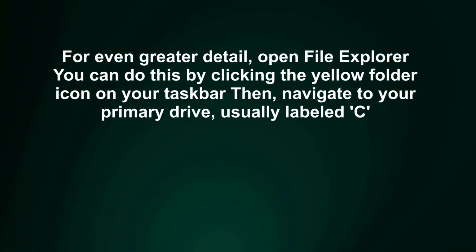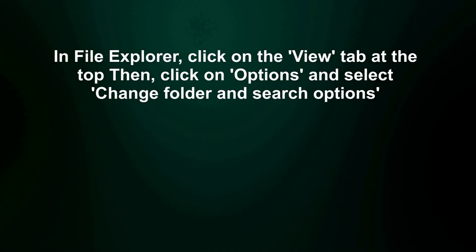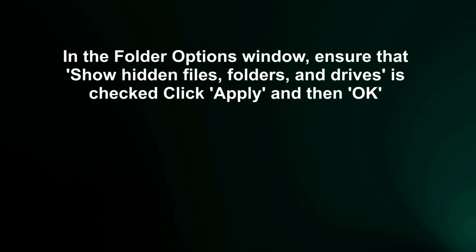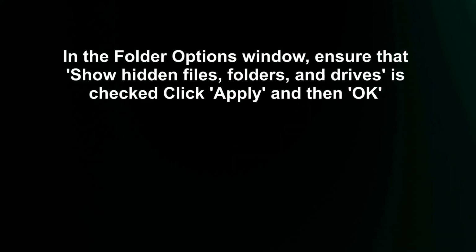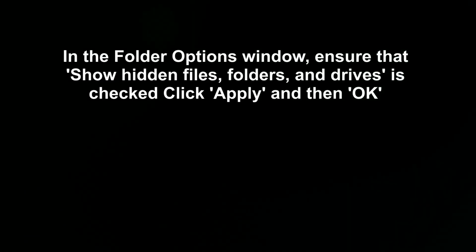For even greater detail, open File Explorer. You can do this by clicking the yellow folder icon on your taskbar, then navigate to your primary drive, usually labeled C. In File Explorer, click on the View tab at the top, then click on Options and select Change Folder and Search Options. In the Folder Options window, ensure that Show hidden files, folders, and drives is checked. Click Apply and then OK.